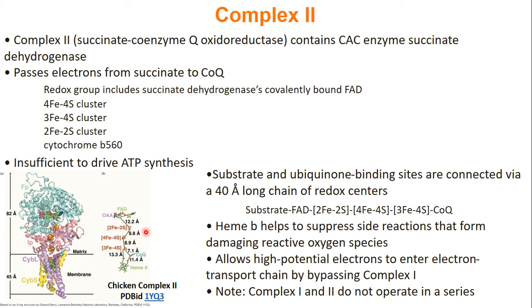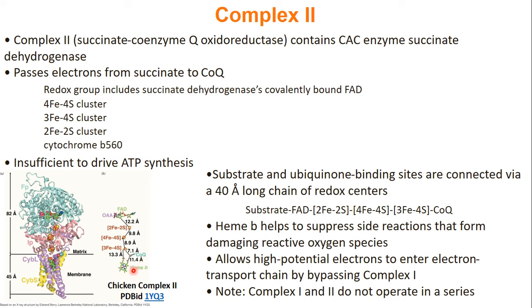We have a cytochrome B560 in there as well to help to transfer electrons. However, this complex does not create enough energy to drive ATP synthesis like we saw in our last complex, complex 1. Now, the substrate for succinate and the ubiquinone binding site is separated by 40 angstroms. So again, we have this long chain where we give electrons to FAD. FAD gives electrons to these iron sulfur complexes, which eventually will give electrons to coenzyme Q.